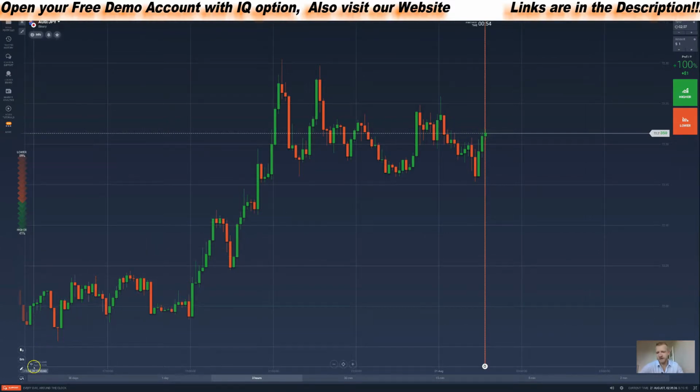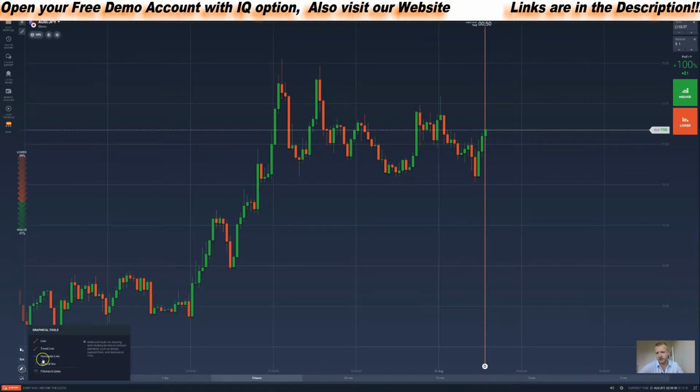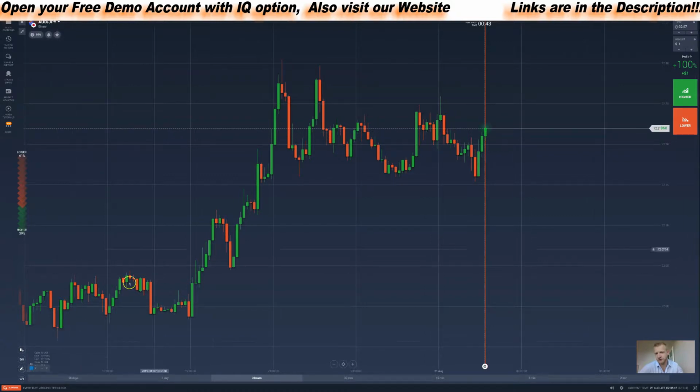The way we do that is you go to the bottom left corner, go to graphical tools, and just take a trend horizontal line. Horizontal line is good enough. It's a blue line.